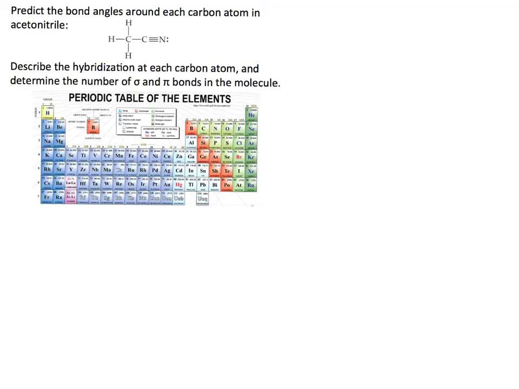Alright, practice problem 9.9 says predict the bond angles around each carbon atom in acetonitrile, then describe the hybridization at each carbon atom and determine the number of sigma and pi bonds in the molecule. If we look at this, the first thing we can note is that we basically have a carbon with a hydrogen, an R group, a hydrogen, and a hydrogen. And then our other carbon is basically just a triple bond to nitrogen.